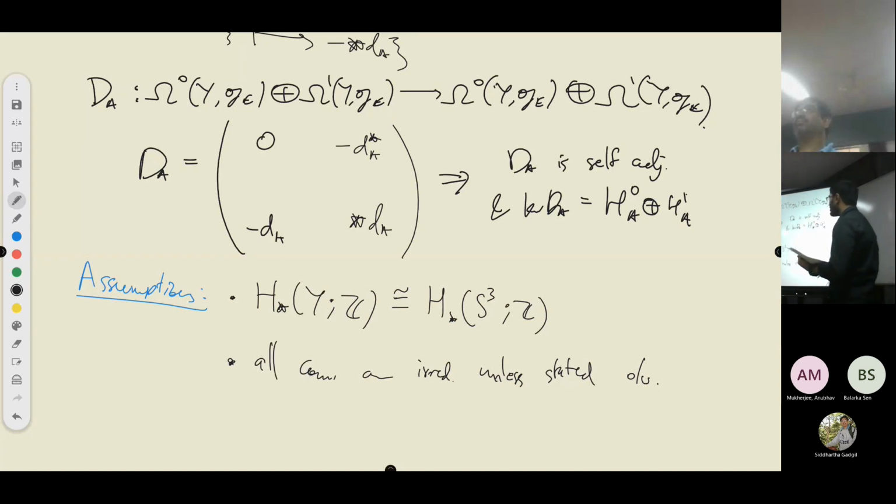All right, any questions up to this stage? I'll next be moving on to talk about the moduli space of trajectories.